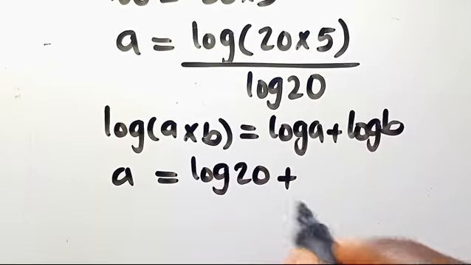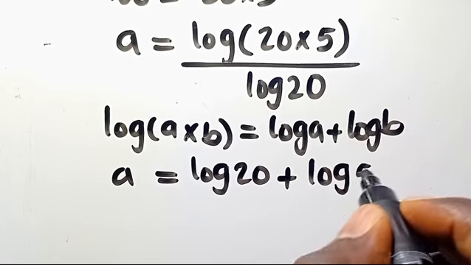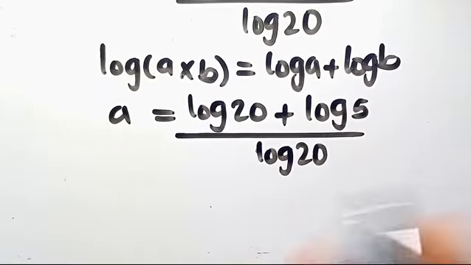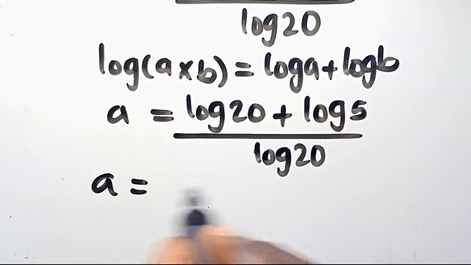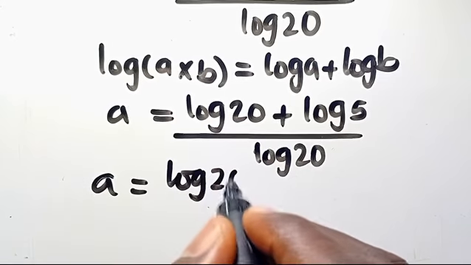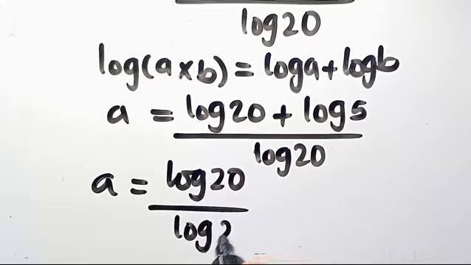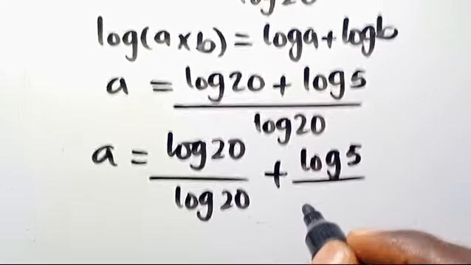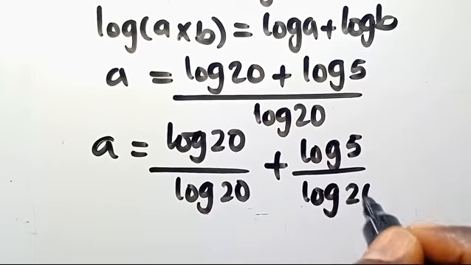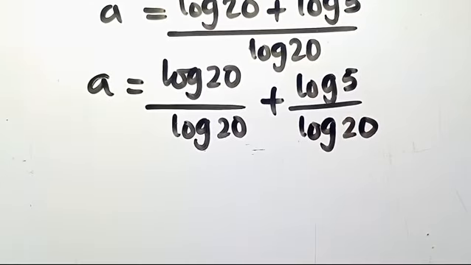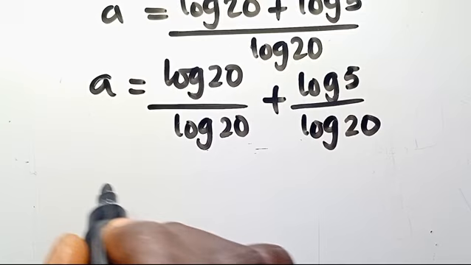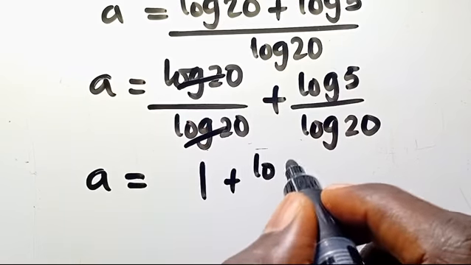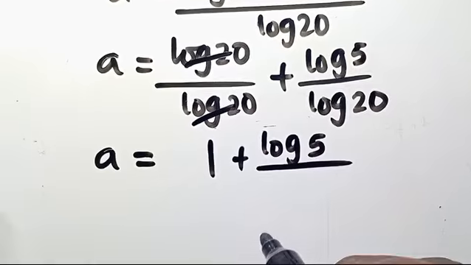So from here we have a equals log 20 plus log 5 over log 20. Now, divide this by this will be log 20 over log 20 plus log 5 over log 20. Now, we have a, this divided by this will be 1. Then this will be log 5 over log 20.